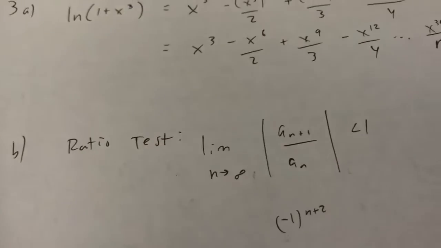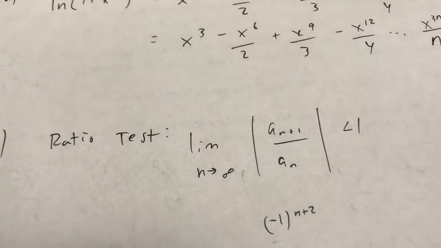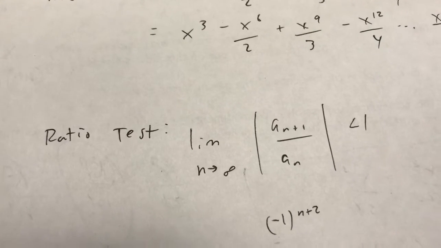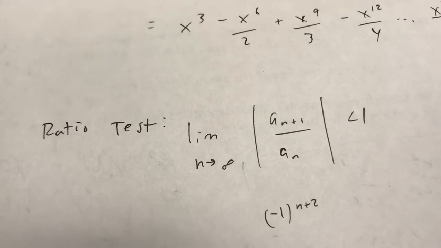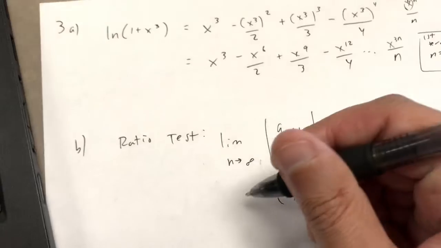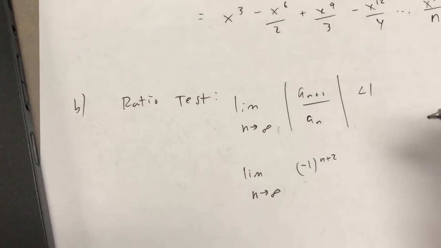So the ratio test, remember, you want to take the limit as n approaches infinity of the n plus 1 term divided by the nth term. We're actually looking at the absolute value of that. We want that absolute value of that limit to be less than 1, okay, if this is going to be convergent, okay? So I'm going to take the limit as n approaches infinity here.